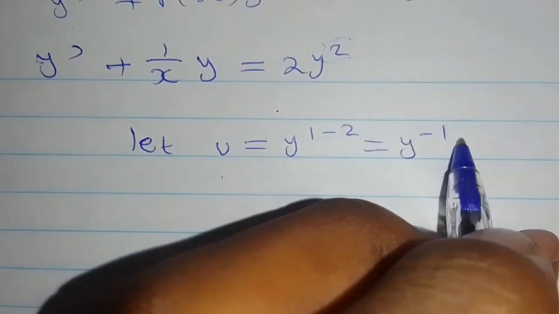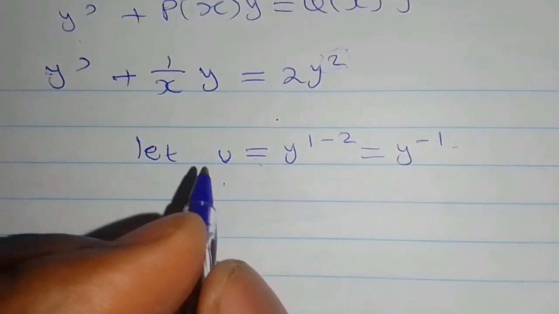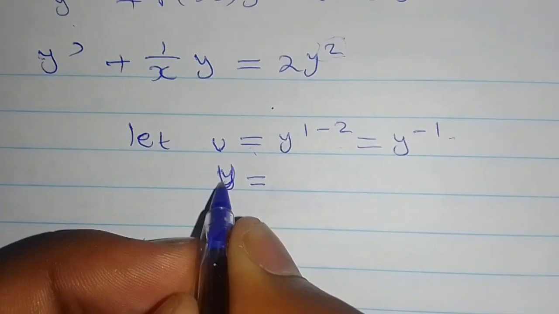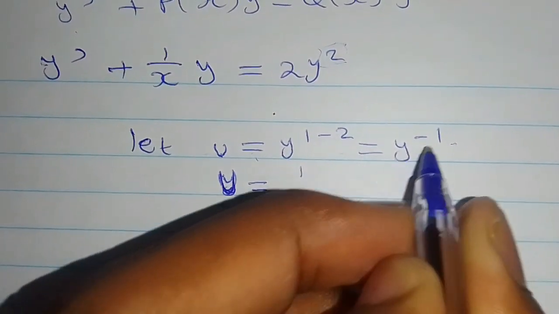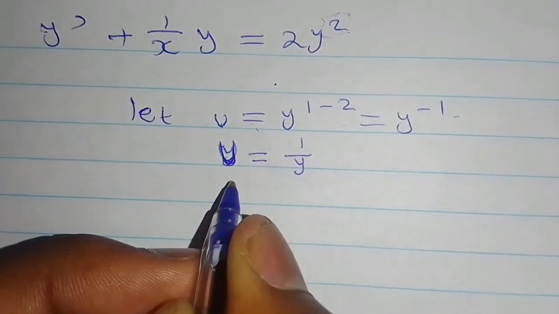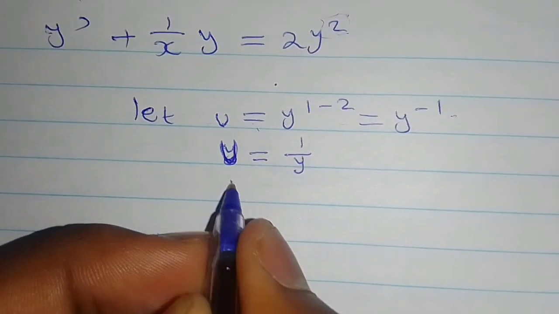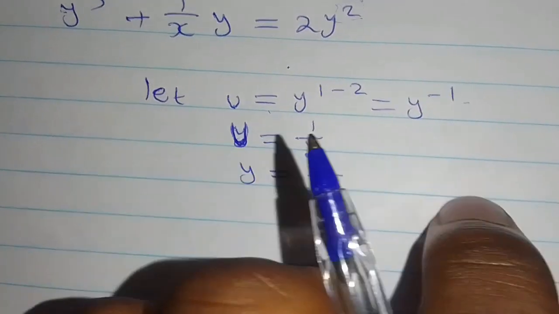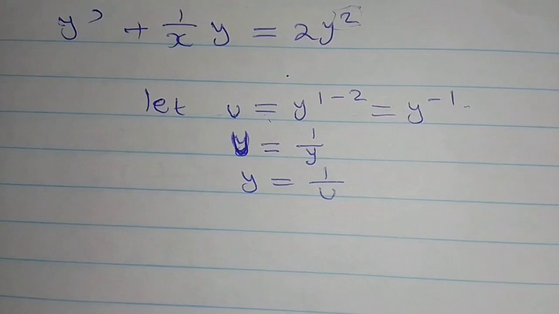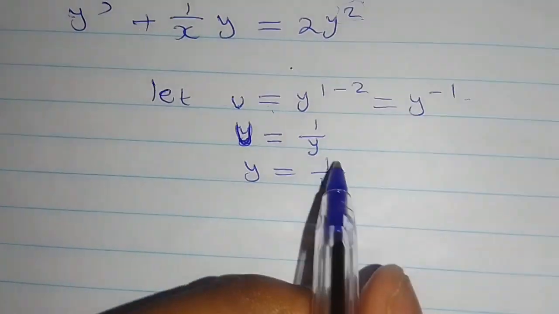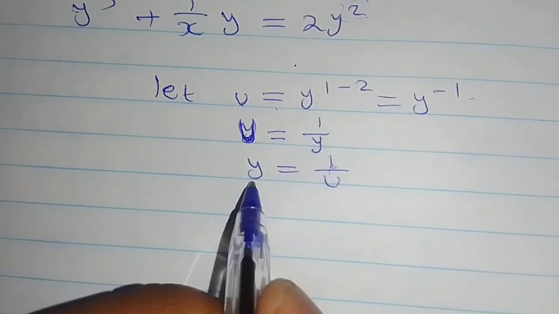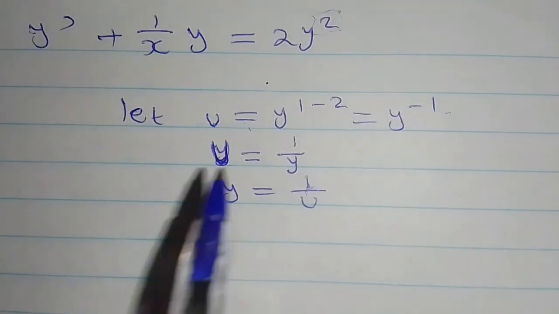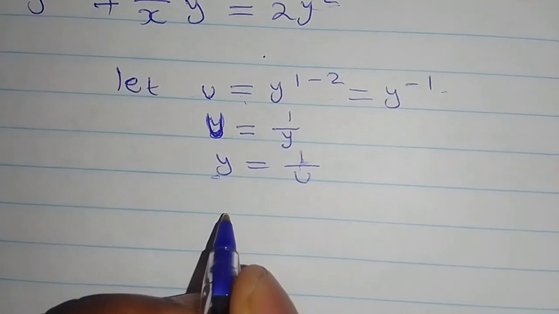If u equals y to the power of minus 1, we can then say that y will be equal to, let me just show all the steps because it might confuse you. y to the power of minus 1 is the same as 1 over y. If you flip both sides, you have 1 over u, and on the other side you have y over 1, which is just y. It just depends on how you understand this. But in general, we have y equals 1 over u.